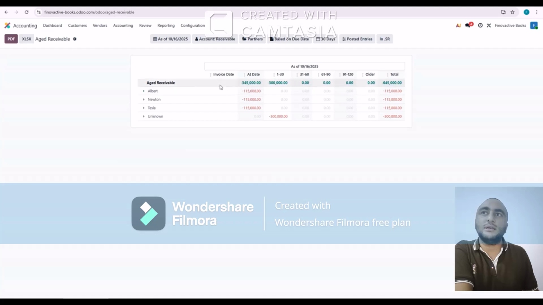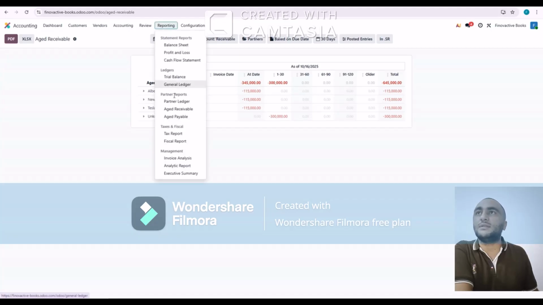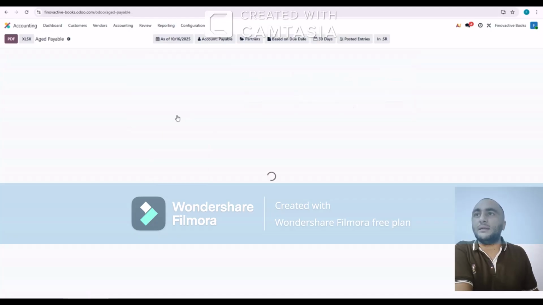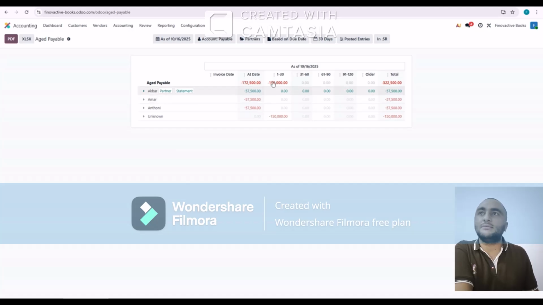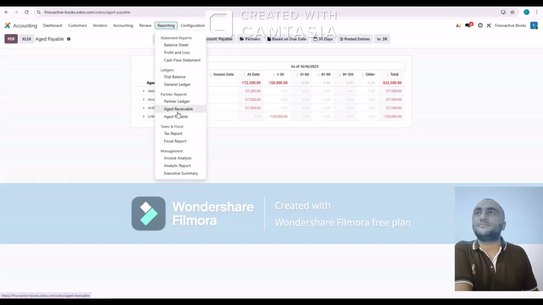If you want to see receivable aging, Odoo has a receivable aging report showing for how many days these vendors, these customers have not paid us. Odoo is showing it here. You can make a report out of this. And also a payable aging is showing here, date-wise.